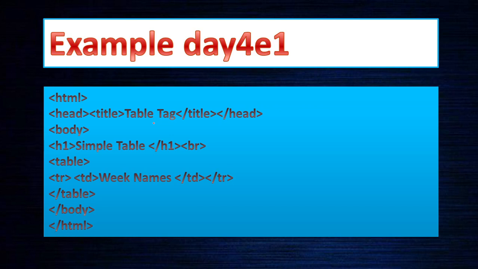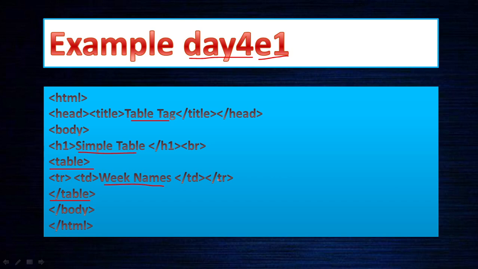So here is an example, day 4, E1. Example 1, table tag. The title is table tag, and we are given a simple table. Here is the table tag: open the table, and then close the table tag. And here is a TR, TD, week names. So the content is week names inside the column, inside the row, or inside the cell actually. Row and column joined together is a cell. What do you want to write over there? It's week names. Then we close the TD, close the TR.